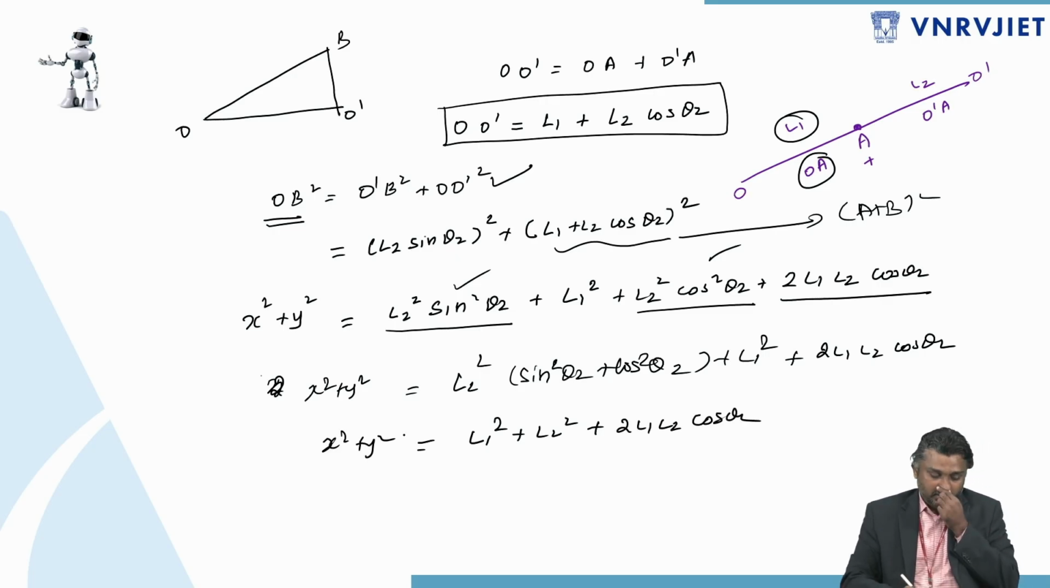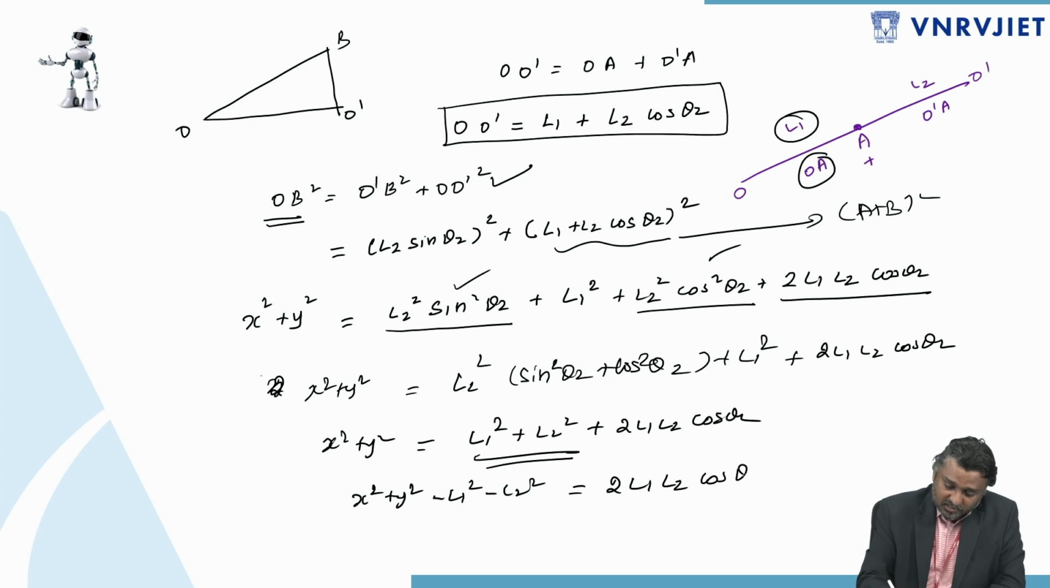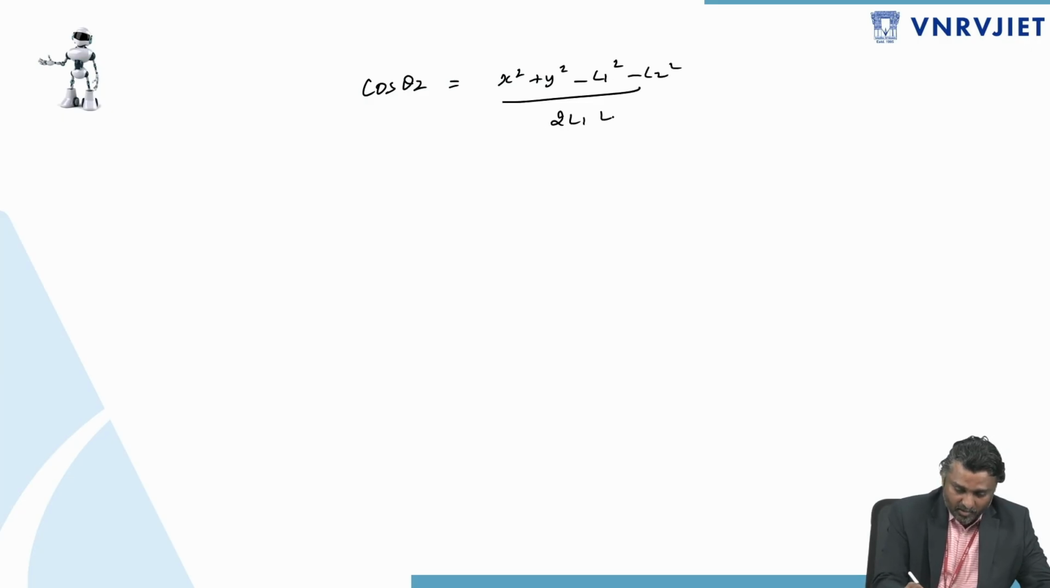On the left hand side you have x square plus y square. Okay, so now I will move this side. Both these terms I will move. So you will get x square plus y square minus L1 square minus L2 square is equal to 2L1 L2 cos theta 2. Then I will move 2L1 L2 to the left hand side. So I will get the expression: cos theta 2 is equal to x square plus y square minus L1 square minus L2 square by 2 L1 L2.